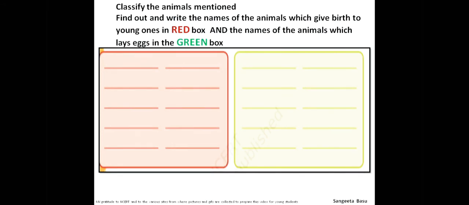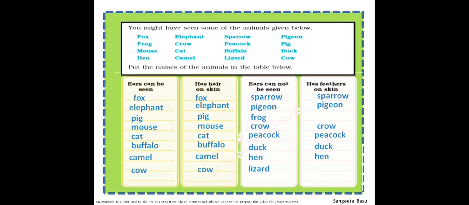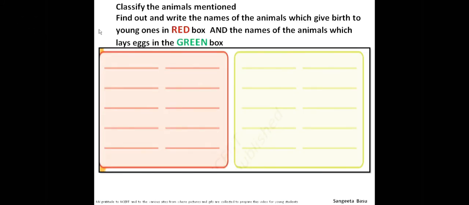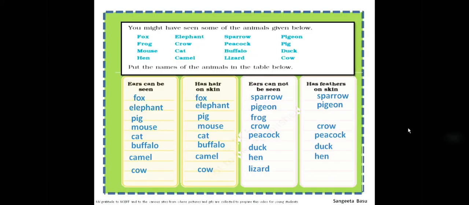Next, the same animals which we have classified in the previous page, in this page, there is an extended exercise. What we have to do in the next exercise, find out and write the names of the animals which give birth to young ones in red box and the names of animals which lay eggs in the green. Yes, this was the page which we were doing and we have already classified the animals.